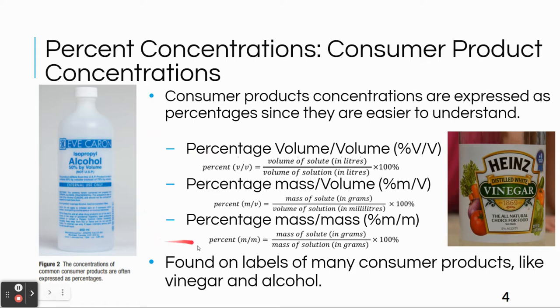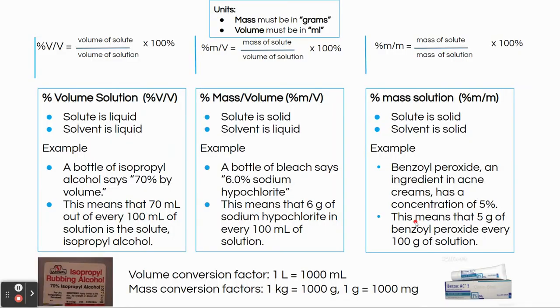So these are the three types of percent concentrations that you'll often find on the labels of many consumer products. So if you look again at alcohol or at vinegar, you'll see, for example, here we have 5% acidity. So most likely this is a 5% volume, and we'll take a look at how we can figure that out.